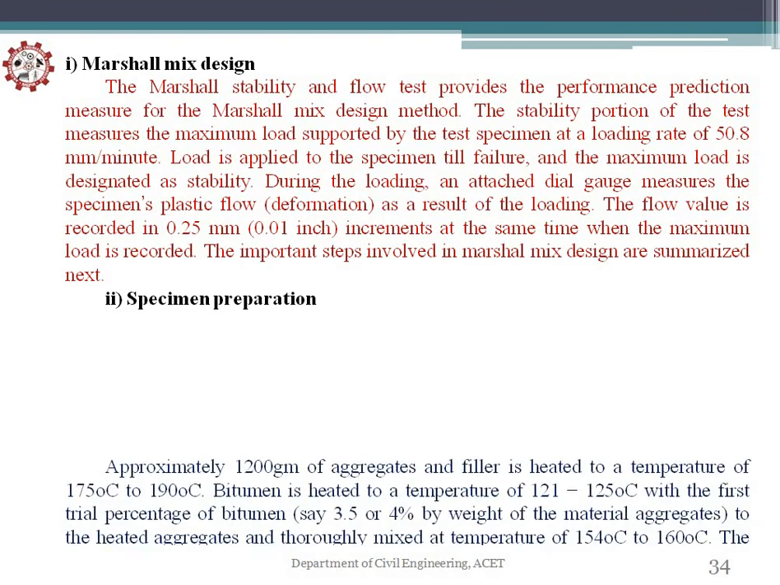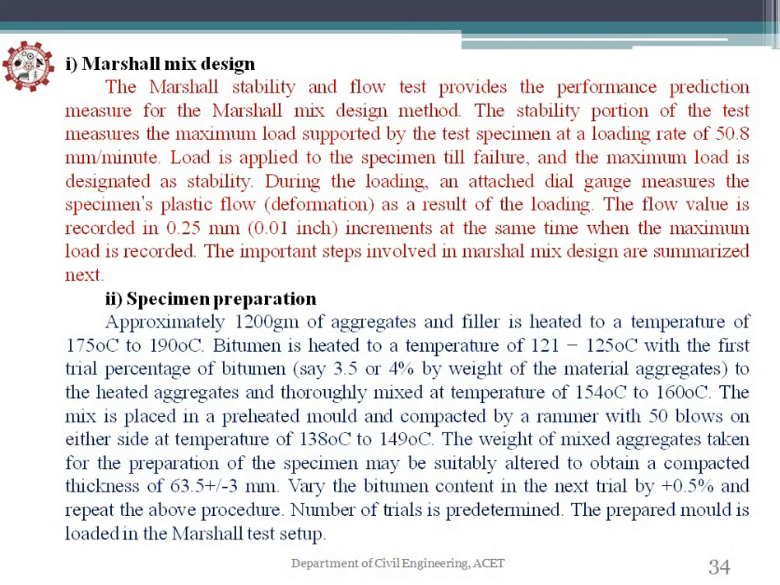So this is taken and the specimen is prepared. 1200 gram of aggregates is taken, and they are heated to about 175 to 190 degrees centigrade. Then the bitumen is heated to 121 to 125 degrees centigrade with the first trial of bitumen, say 3.5 to 4% by weight of the aggregate. So of 1200 gram, you have to take 3 to 4% bitumen. Then these are thoroughly mixed at a temperature of 154 to 160 degrees centigrade.